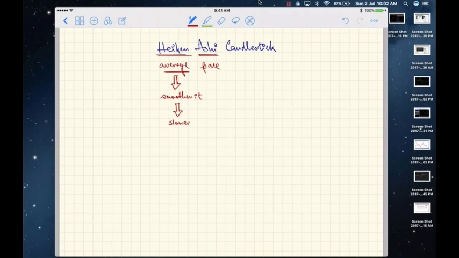So the Heikin Ashi candlesticks will not be as volatile as the real candlesticks. Will not be as edgy or as volatile as conventional candlesticks.